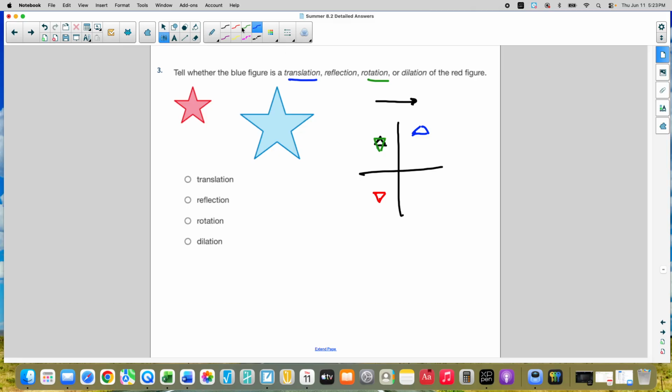Blue is translation. Red is a reflection or a dilation. So this is an example of a dilation. Dilation gets bigger. So it increases or decreases in size. So this is an increase in size. So this is considered a dilation.